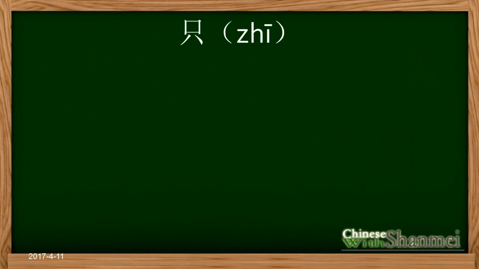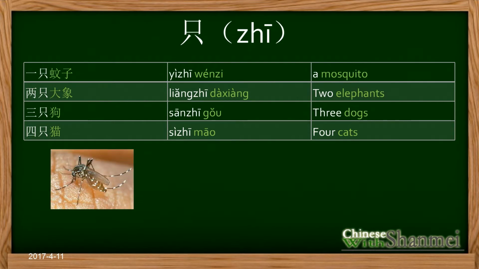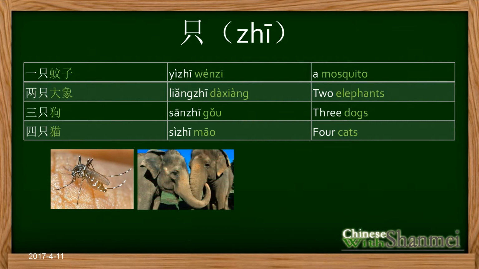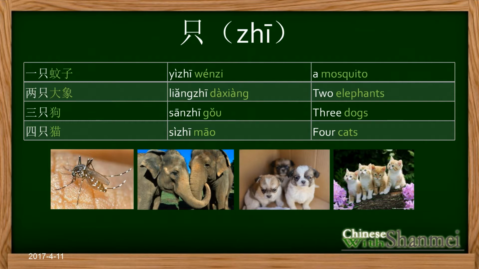Okay, then let's see the next one, 只. You can read after me. 一只蚊子，两只大象，三只狗，四只猫。只 is the measure word for visible creatures. If it's not visible, like bacteria, you can't use 只. But other creatures like a small mosquito or big elephant, you can use 只 as the measure word.